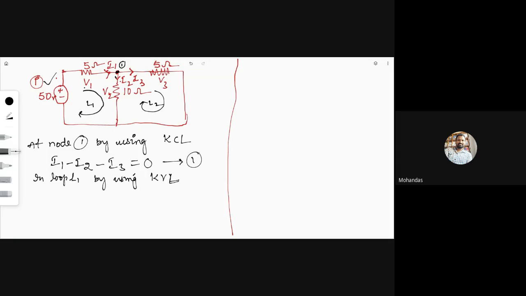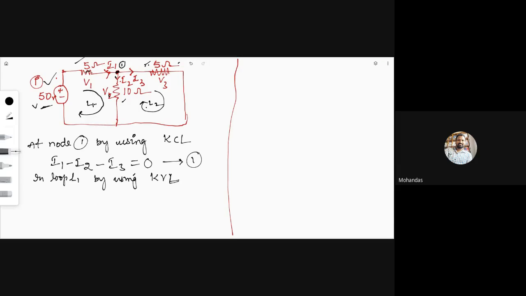Don't confuse here. For this loop, how many elements are connected? One is the 50 volt source, another one is the 5 ohm resistor, another one is the 10 ohm resistor. So this is one loop. And this 5 ohm resistor is not connected to this loop 1. It is connected to loop 2. So you should not consider this 5 ohm resistor. So one voltage source and two voltage drops across these resistors.